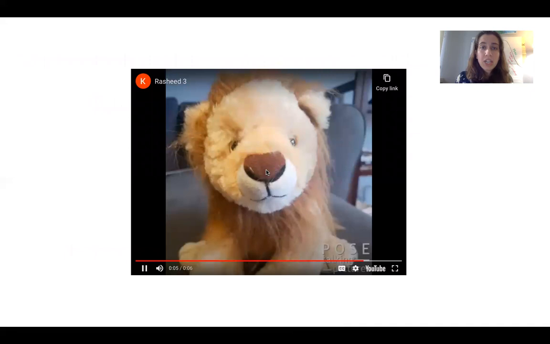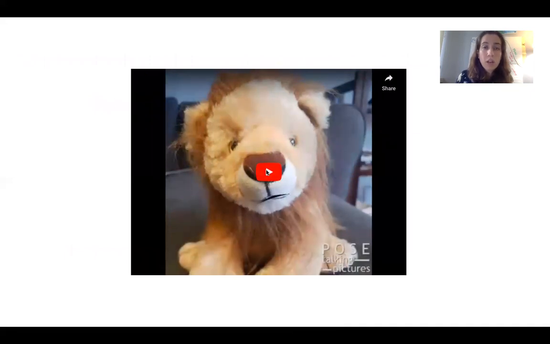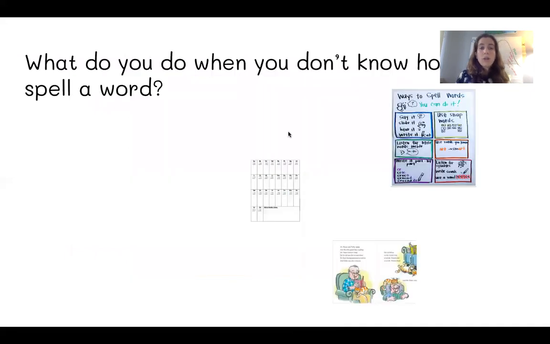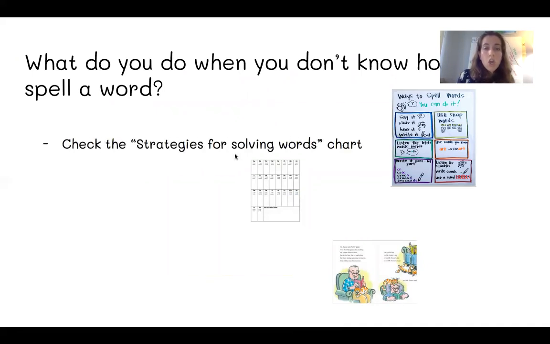What can we tell Rashid to help him spell words on his own? What do you do when you don't know how to spell a word? Well, you can check the strategies for solving words chart. We learned about this on Monday. You can also check your word wall. You should always have a word wall next to you when you're spelling to make sure you're spelling your snap words correctly.